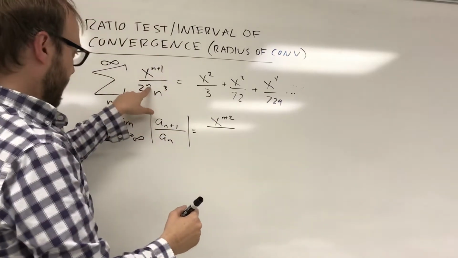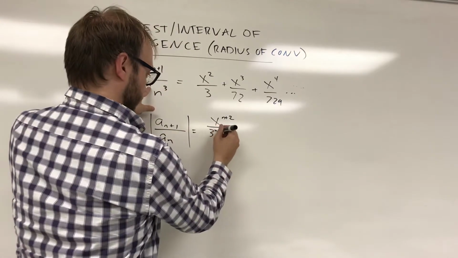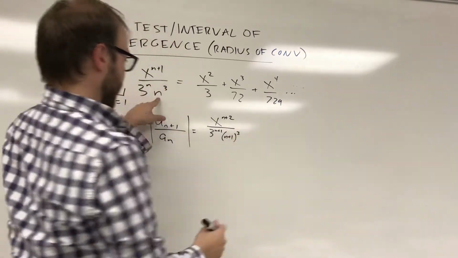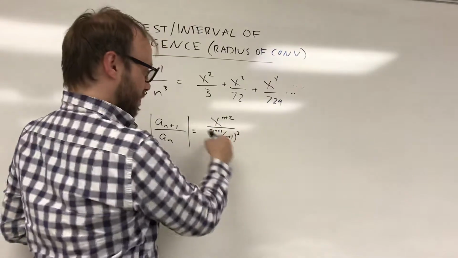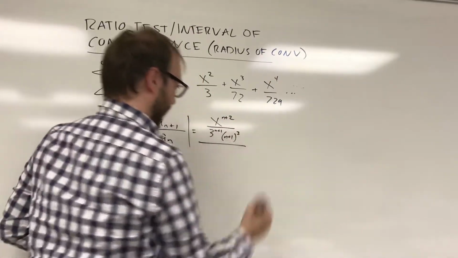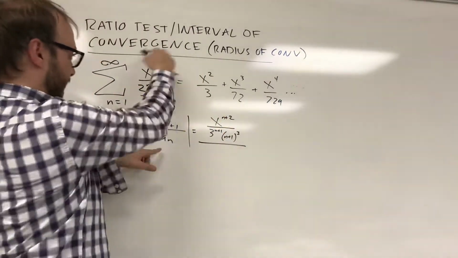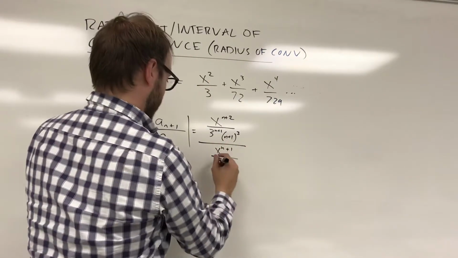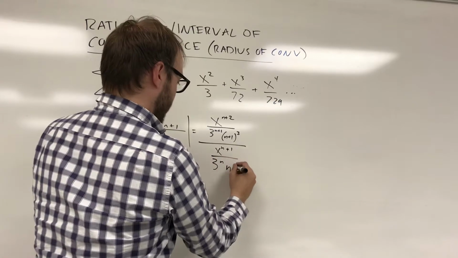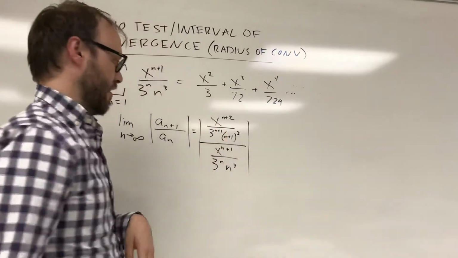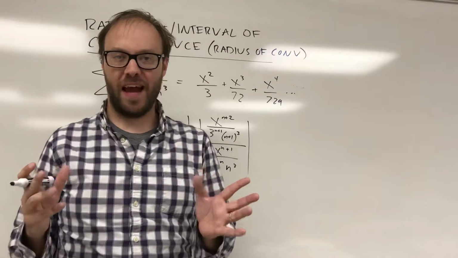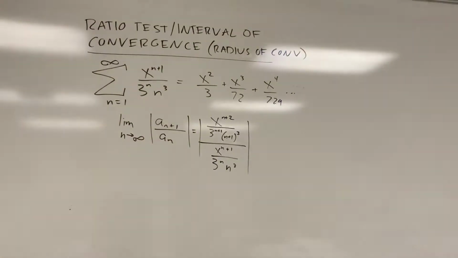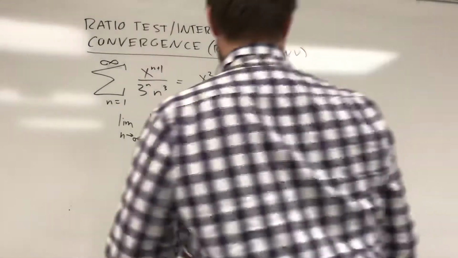In the bottom, I'm going to have an n plus 1 in place of n, so 3 to the n plus 1. And I'm going to have an n plus 1 in place of the n there being cubed, okay? That is the n plus 1 term. So we've got a fraction in the numerator, and then the nth term is also going to be a fraction. It's just the original term, okay? And then technically we're taking the absolute value of that, which doesn't seem important right now, but at the end will be important, okay? So anyway, we're going to continue with this, and we're going to try to simplify this.